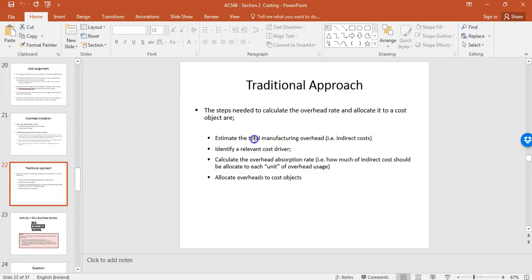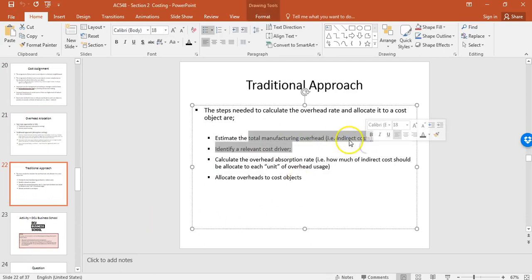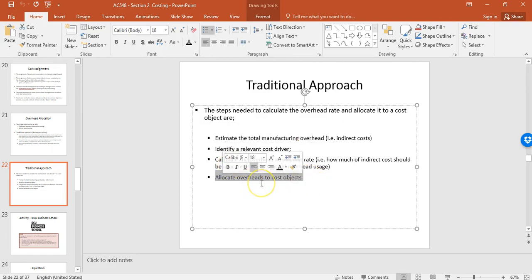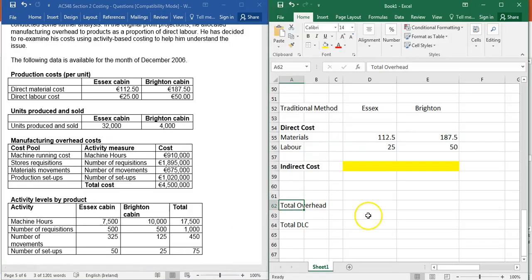You estimate the total overhead for the traditional method is 4.5 million. We have the relevant driver, in our case, is direct labour costs. And then we put one over the other to get a rate per driver. So a rate per euro of direct labour. So in OLATA we had a rate per hour of direct labour. Now we're going in cost terms per euro of direct labour.